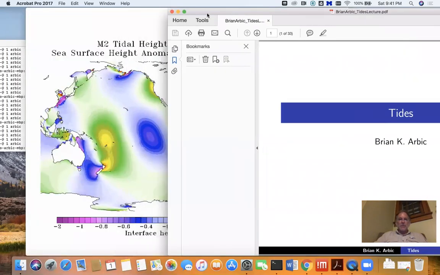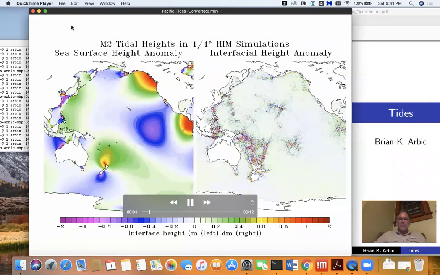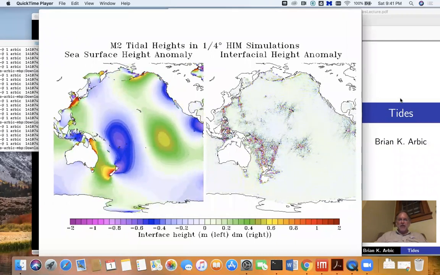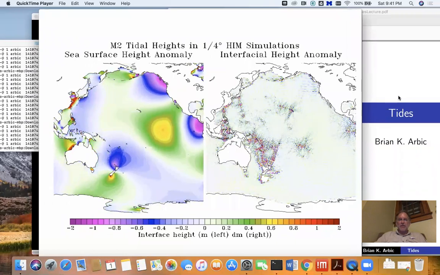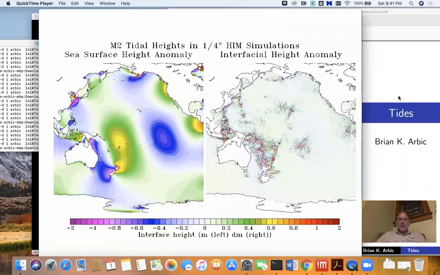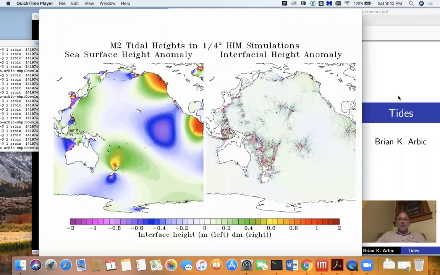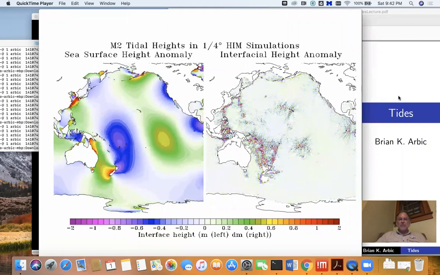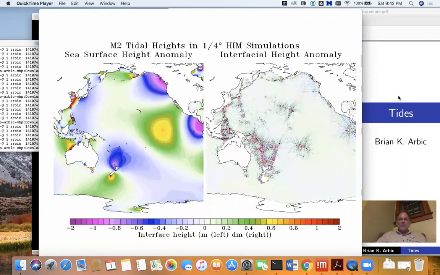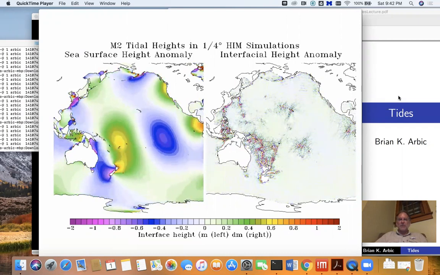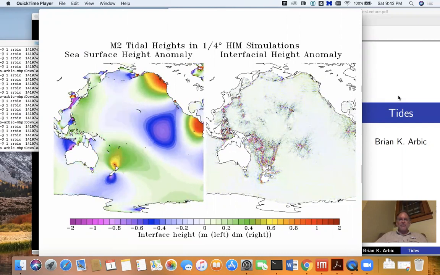So I'm going to first show an animation to give you a visualization of what's happening. I'm going to start by talking about what's happening on the left. So this is an animation of M2 tidal heights. M2 stands for moon twice daily. It's the largest frequency in all of the tidal lines of the ocean. It has about 2/3 of the energy.